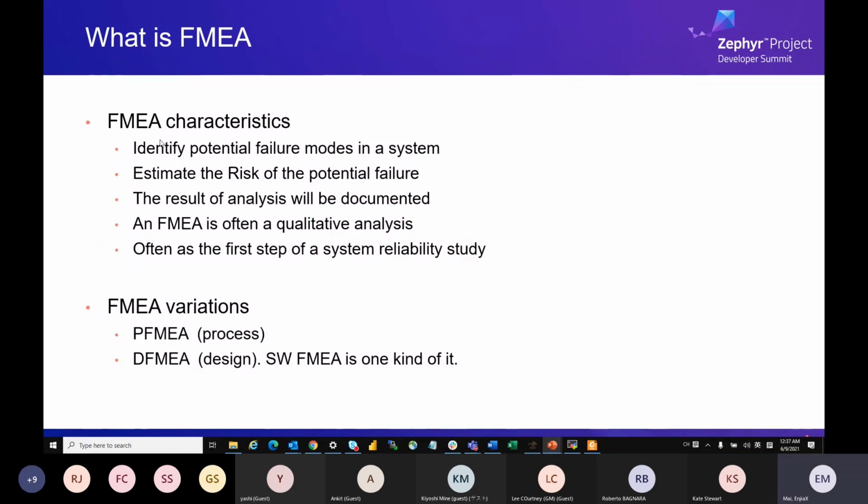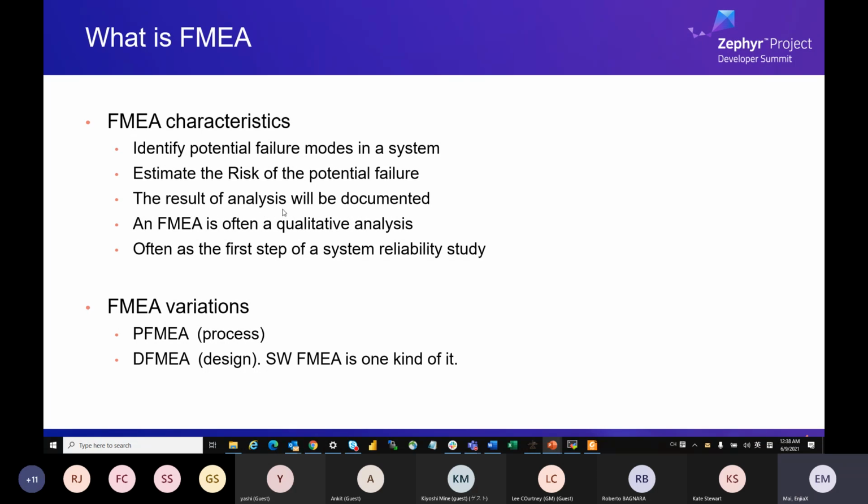Okay, so the characteristics of FMEA. FMEA identifies the potential failure modes in a system. It is a process of reviewing as many components, assemblies and subsystems as possible to identify the potential failure modes in the system and their causes and effects. And it estimates the risk of the potential failures. Failures will be prioritized according to how serious their consequences are, how frequently they occur, and how easily they can be detected. The purpose of FMEA is to take action to eliminate or reduce failures, starting with the highest priority one.